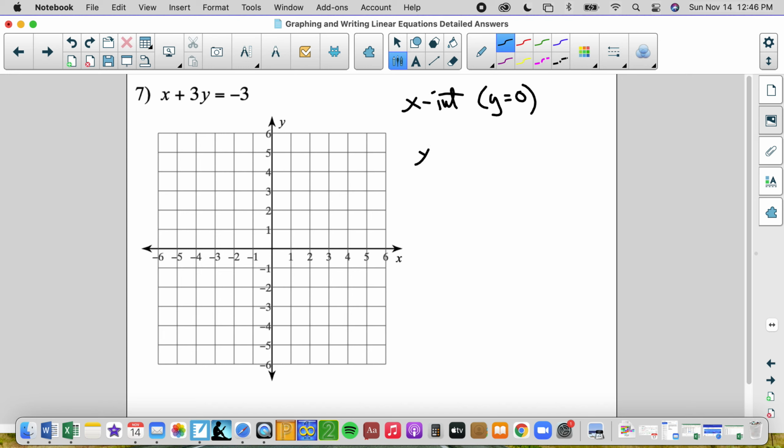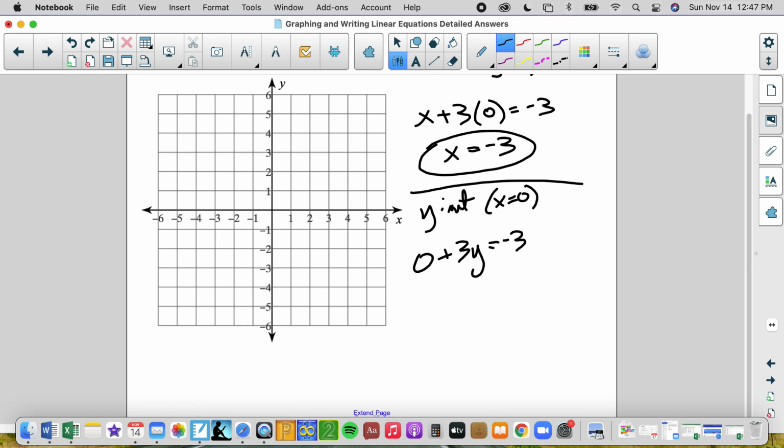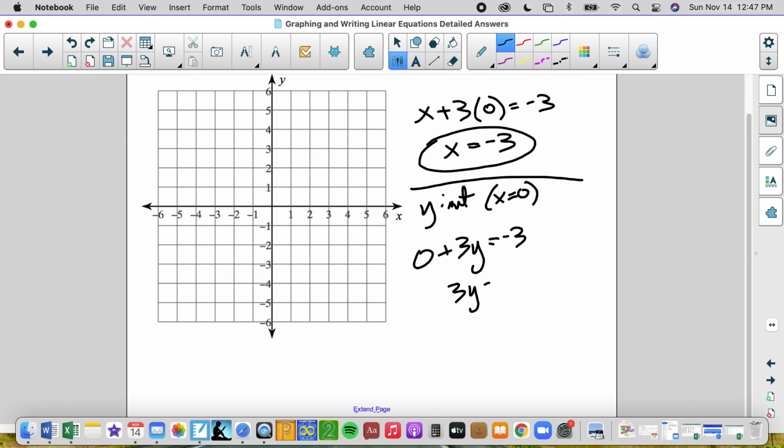So we're going to plug in 0 for y. And you see that that y value goes away and leaves us with that. That's going to be my x-intercept. My y-intercept, I'm going to plug in a 0 for x. So now we plug in a 0 into that equation. And we get 3y equals -3, divide by 3. And we get y equals -1. That's going to be my y-intercept.